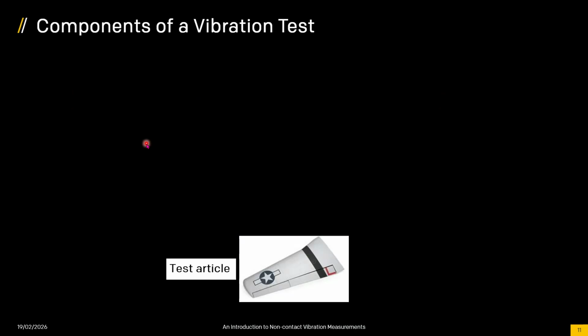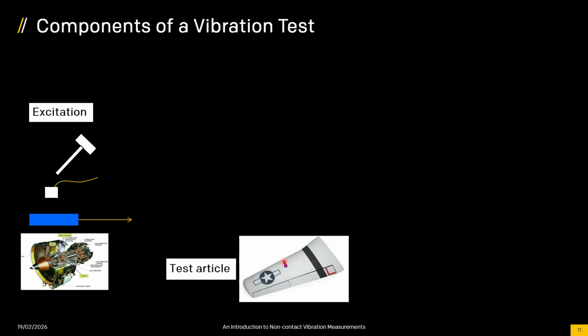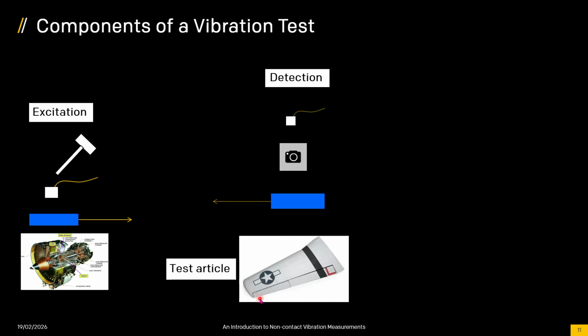What are the fundamental components of a vibration test? So obviously we start with the test article, whatever that is. Now we need something to excite this test article. This could be external excitation, like a hammer, piezo, even some non-contact excitation methods, or it could be self-excited, like wind exciting a wind turbine, or a running engine, or what's called Brownian motion, thermal excitation. So that's the excitation.